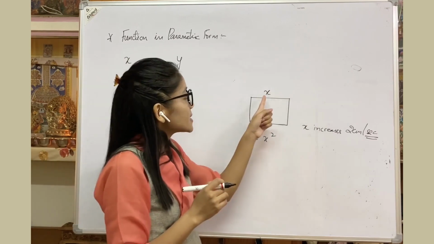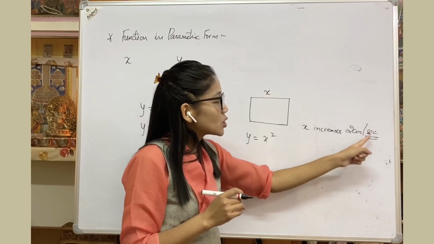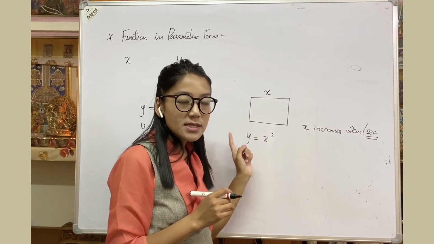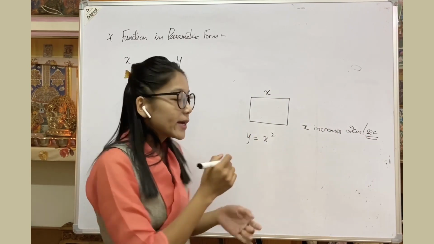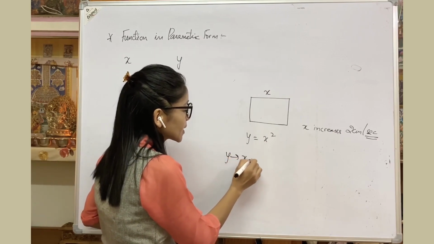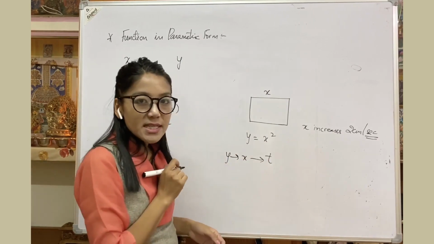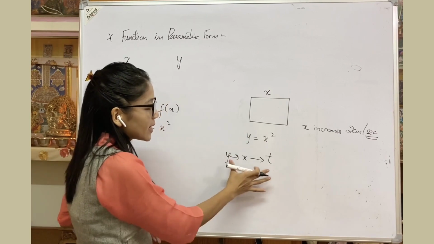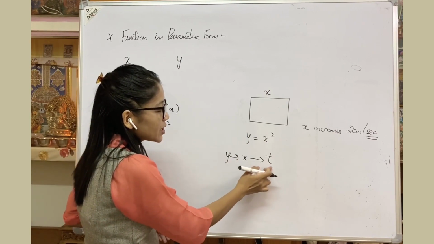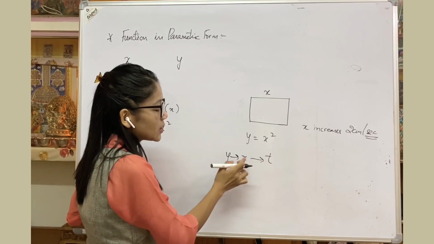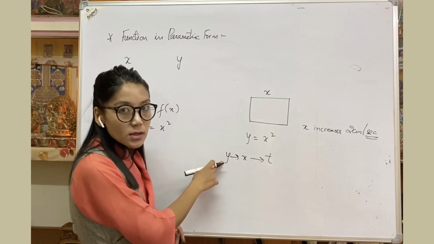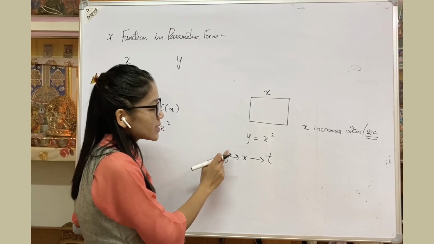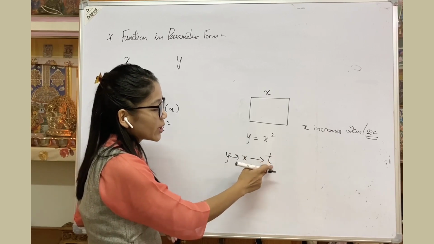So the side of the square is depending on time, and this area y is depending on side x. So y is depending on x, which is depending on time t. Now can I say that when there is a change in time, it will affect the side, and when the side is affected, it will affect the area? So y is depending on x, and x is depending on t.